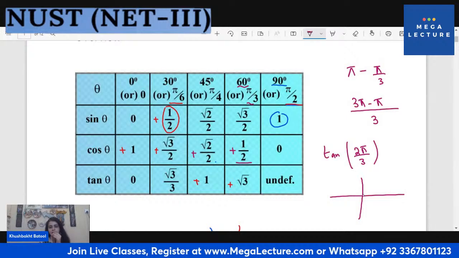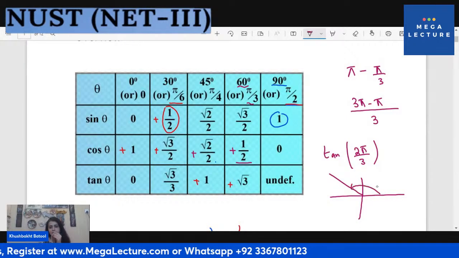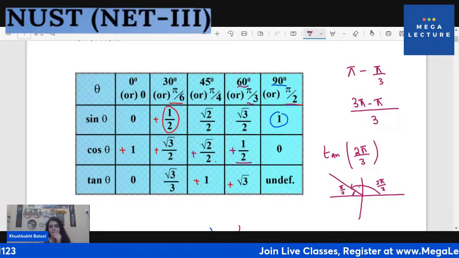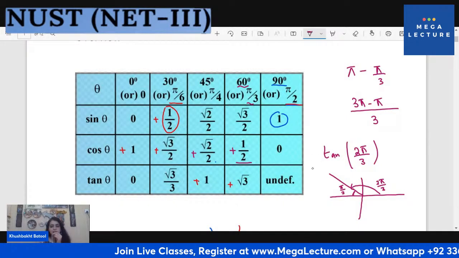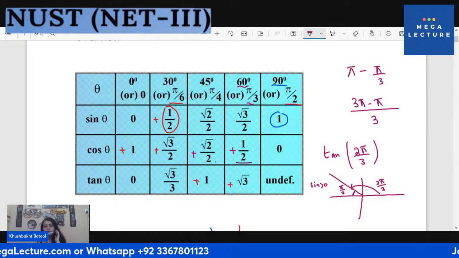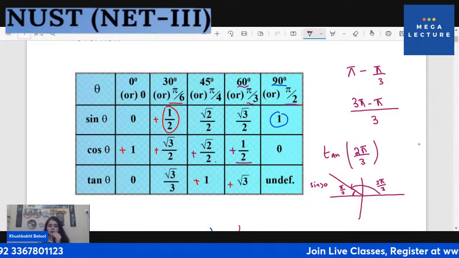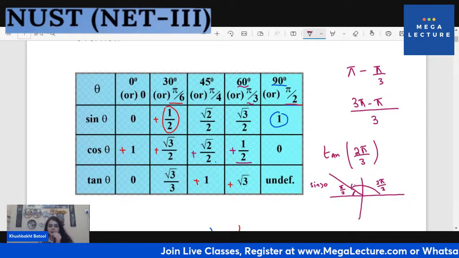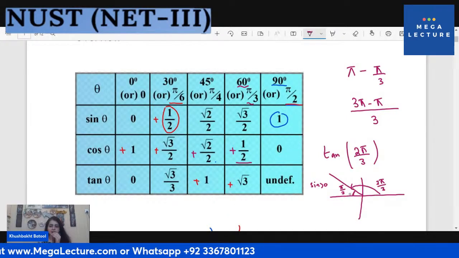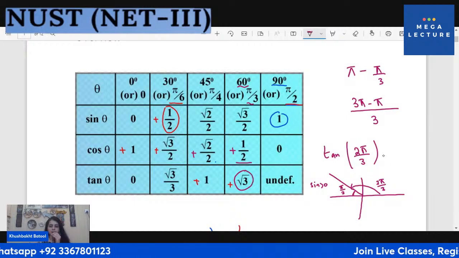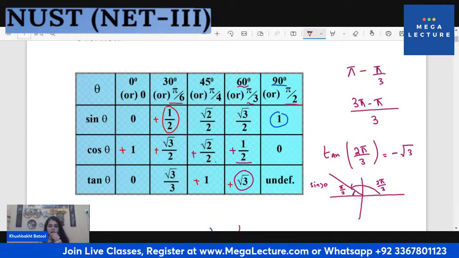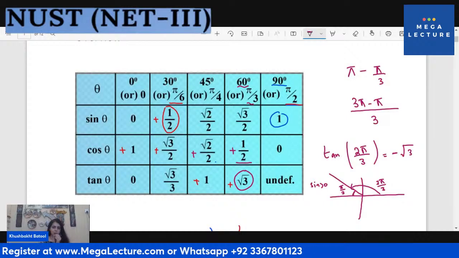This value would be lying in the second quadrant. This is 2 pi by 3. It would be lying in the second quadrant, and the basic angle would be pi by 3, right? If it is lying in the second quadrant, you know in the second quadrant sine is greater than 0, so tan must be negative. So it would be a negative value, and you need to find the value at tan pi by 3, okay? So tan pi by 3 would basically give you root 3. It would be root 3, but it would be coming with a negative sign. Why with a negative sign? Because obviously it is lying in the second quadrant.